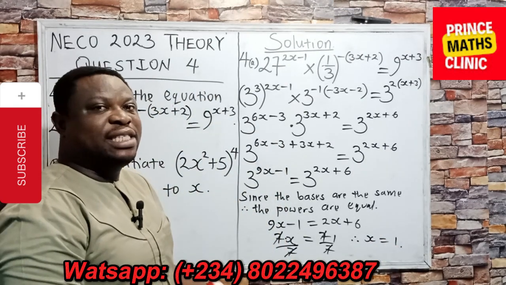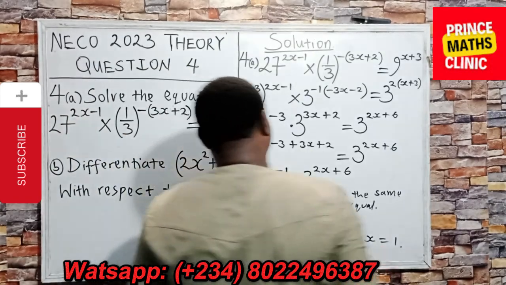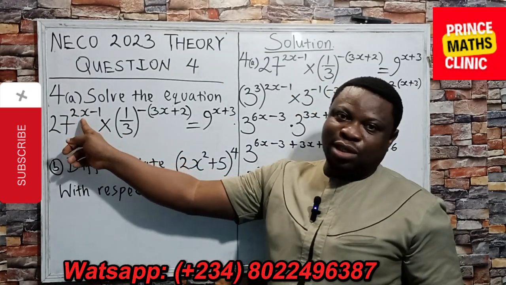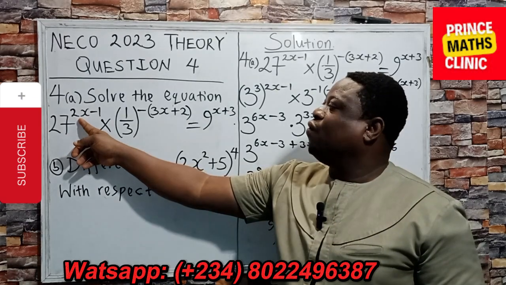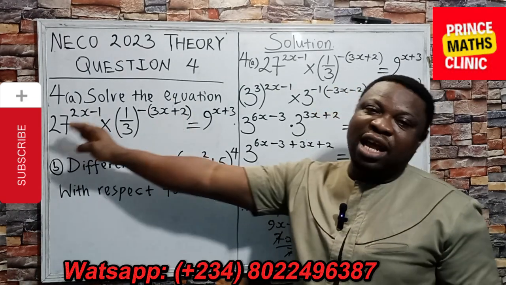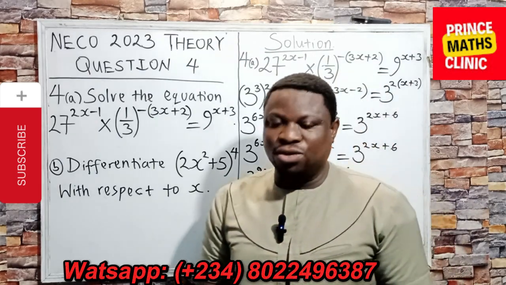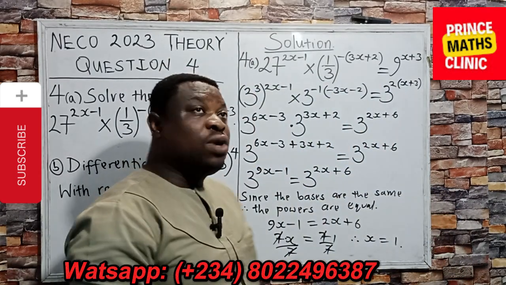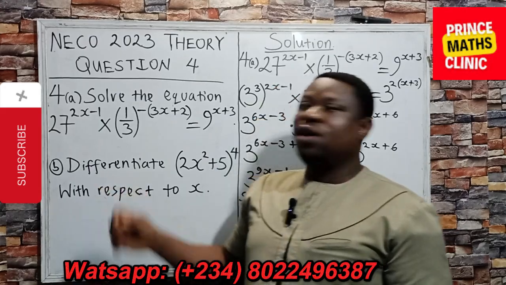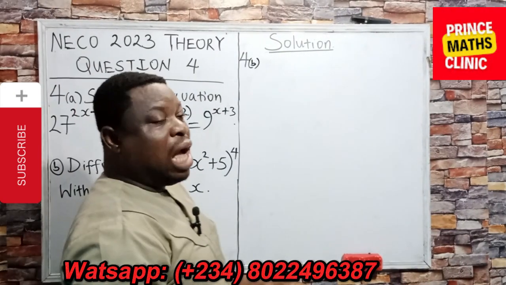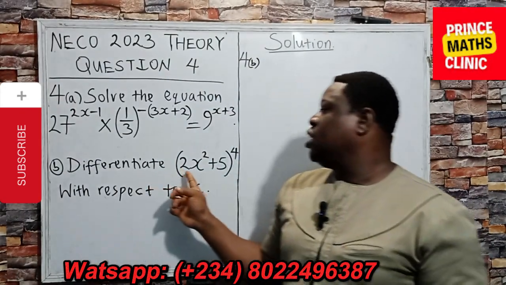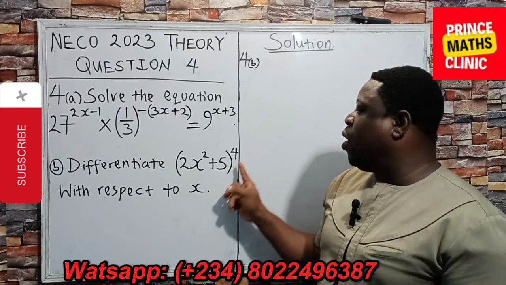And you can test by putting the value of 1 back into this equation. You are going to find out that what you have on the left hand will be equal to what you have on the right hand. Good. Now, let's look at the B part of the question. We are asked to differentiate what we have in the bracket to the power of 4.